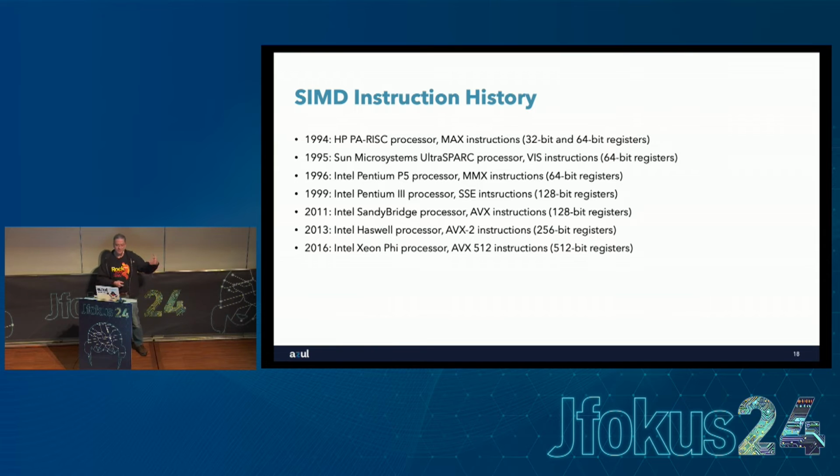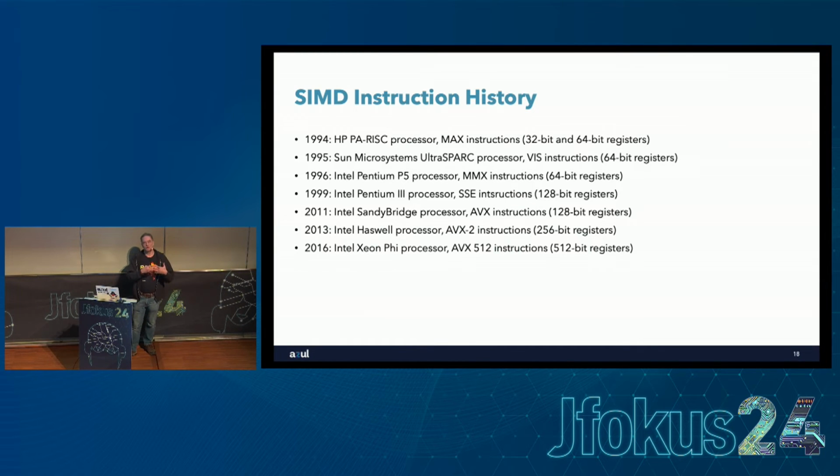We then had a history associated with the instructions for being able to process single instruction multiple data. I won't go through all of this in detail, but looking back to the 1990s, HP introduced the PA RISC architecture that had some MAX instructions, with quite small registers, only dealing with 32 and 64-bit. Good old Sun Microsystems, who I used to work for, introduced the UltraSPARC processor that had the VIS instructions with 64-bit registers. And then Intel got into the game in the mid-90s, so the Pentium P5 had the MMX instructions, or multimedia extensions.